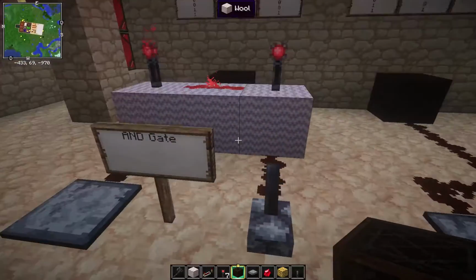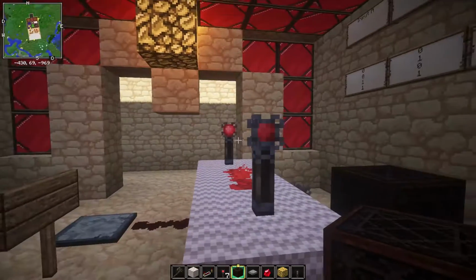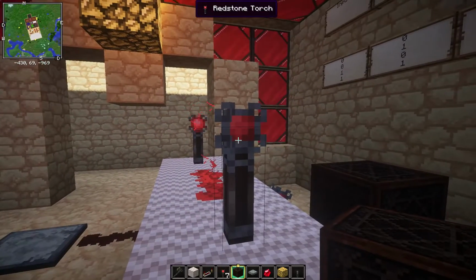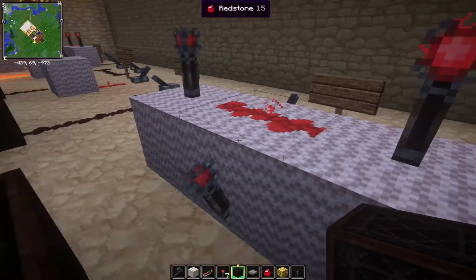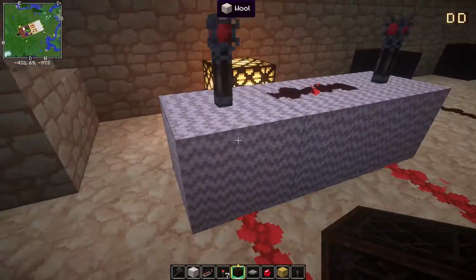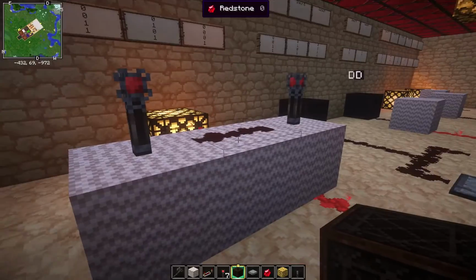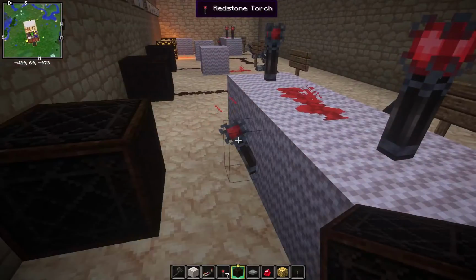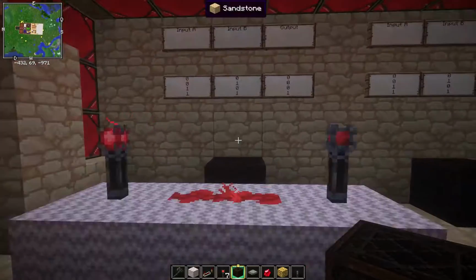Now, what's happening is that when I turn on a single switch, I turn off this torch. But this torch is still on, and it's providing power, and this one's still off. And I have to turn off both of these redstone torches before there's no power here, and this torch can turn itself on. So this is what we call an AND gate. And this is its truth table.